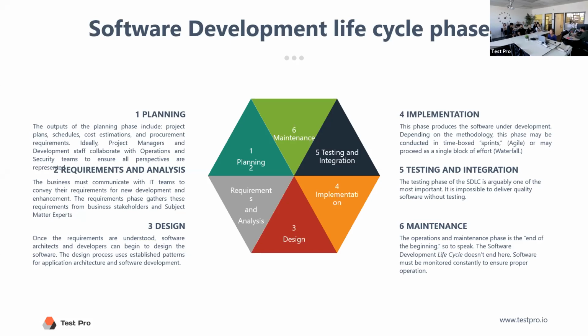The testing phase of the SDLC is arguably one of the most important. That's where we come in. It is impossible to deliver quality software without testing. And sixth is maintenance. The operation and maintenance phase is the end of the beginning, so to speak. The software development lifecycle doesn't end here. Software must be monitored constantly to ensure proper operation.